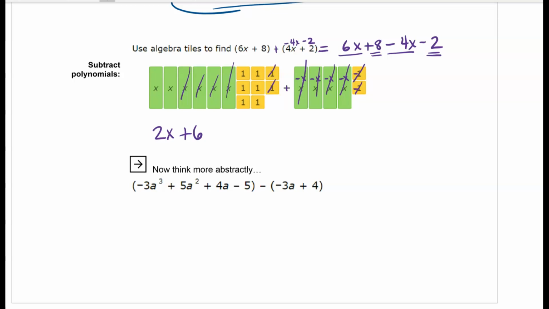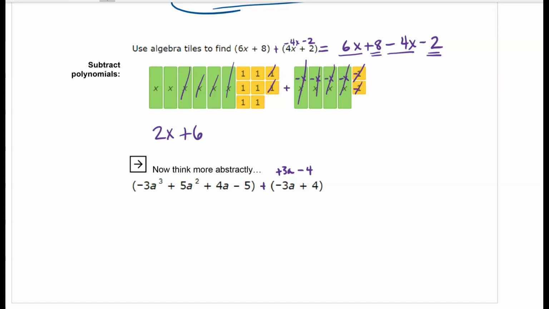So again, let's think more abstractly. I have a minus in between my groups, so I want to change that minus to a plus, which I can only do if I change the sign of every term in the following group. So instead of negative 3a, now I have a plus 3a. Instead of plus 4, I have minus 4.